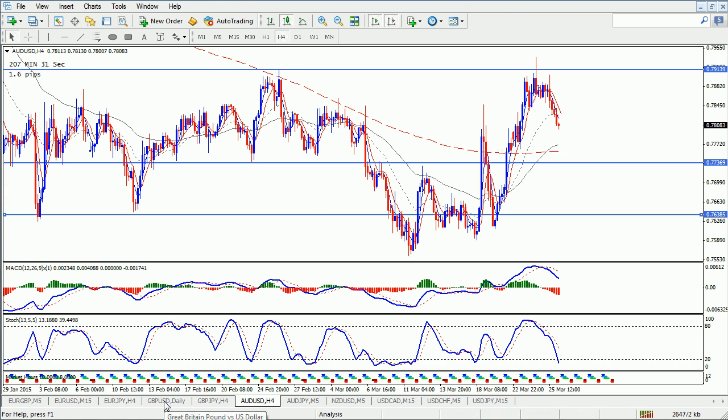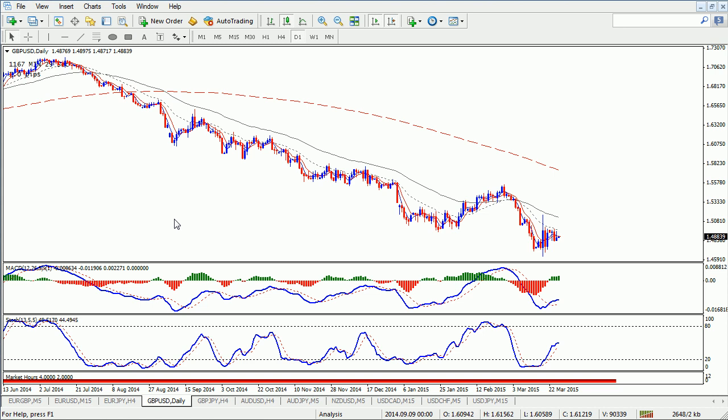Let's take a look at another currency pair. How about the pound US dollar? All right, pound US dollar on the daily.